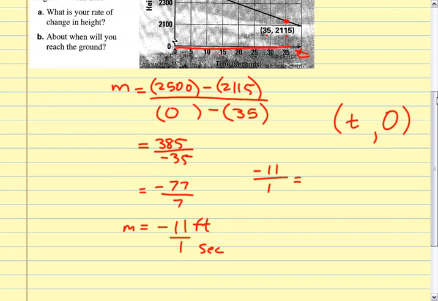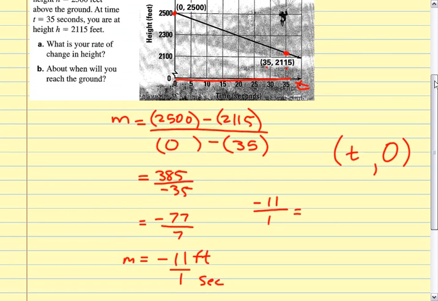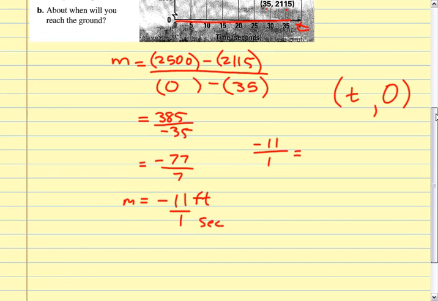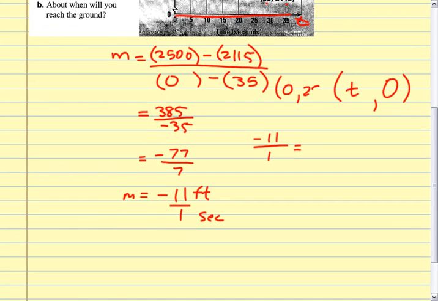Yeah. Let's just use, you can pick whichever one, it doesn't matter. Let's do 0, 2,500. Here are my 2 points. Can you find out what t is going to be? Okay. Well, remember, I'm going to do my y's, the thing that's in the y position, on top. So let's do 2,500 minus 0 over 0 minus t.